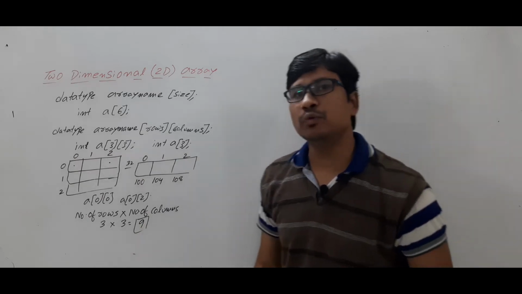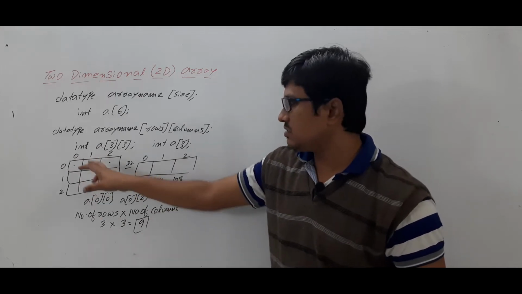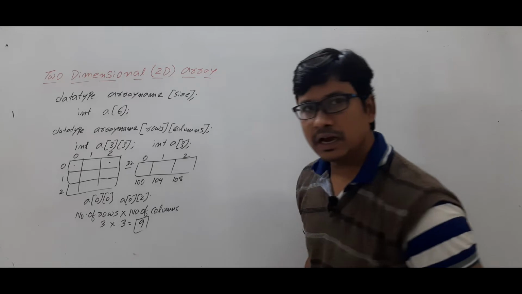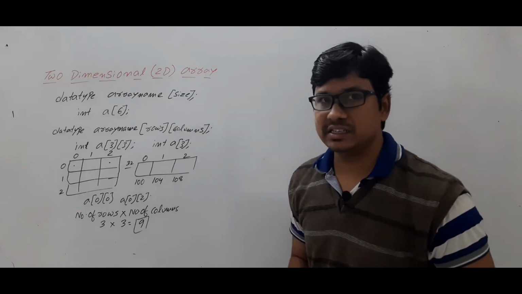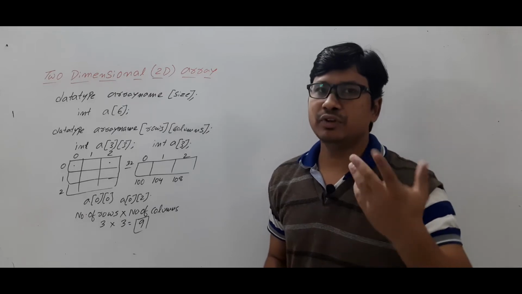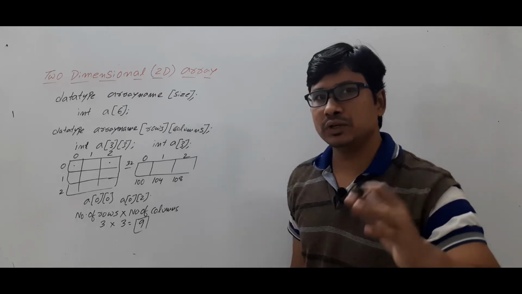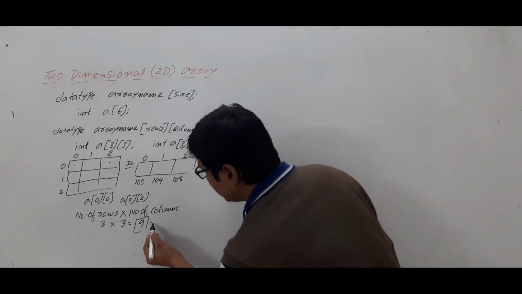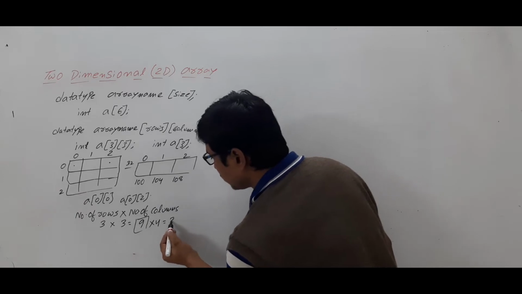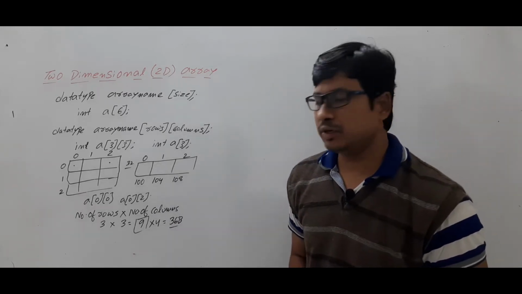Now you can ask me what the size of this array will be. The size of this array will be 9 elements, and what is the size of one integer? If you are using a 32-bit compiler, it will be 4 bytes. If you are using a 16-bit compiler, it will be 2 bytes. Let's assume you are using a 32-bit compiler, then one integer will occupy 4 bytes. 9 such integers will occupy 36 bytes in total. Are you able to understand?